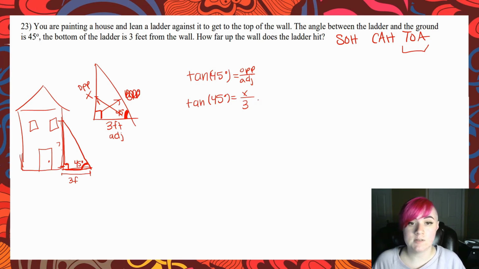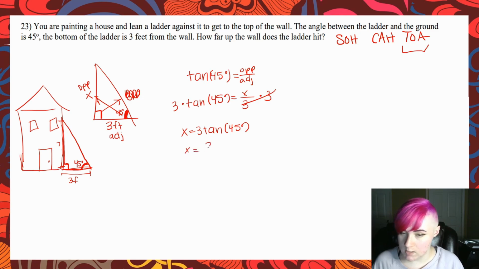And then from there, we're just solving for x like we usually would. Since they're dividing by 3, we'll multiply by 3. Gives us that x is going to be whatever's on the left here. So 3 times the tangent of 45 degrees. Type that in your calculator. You're going to get about 2.1 feet.